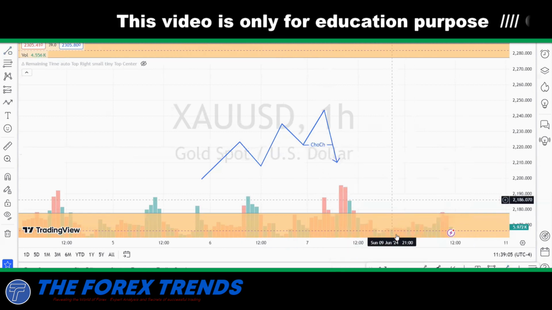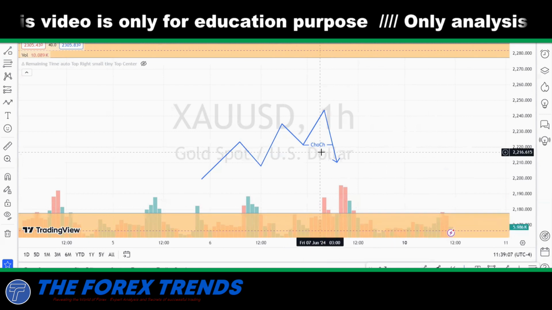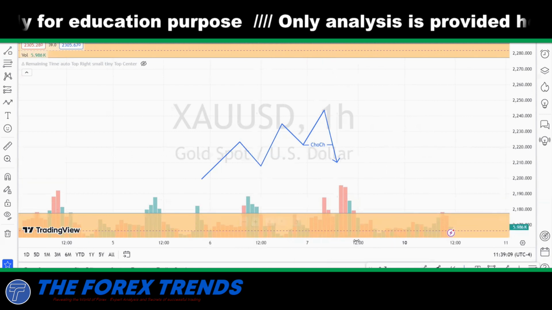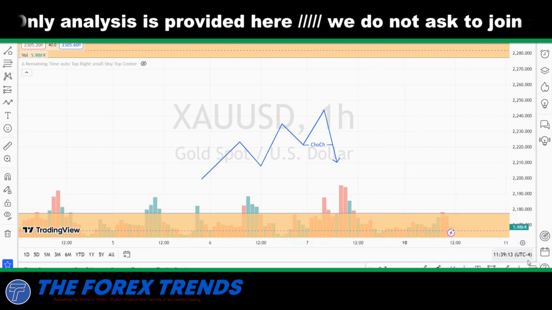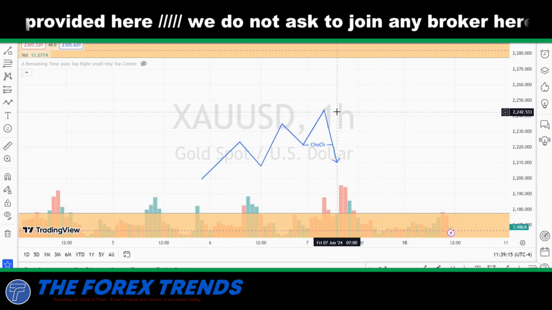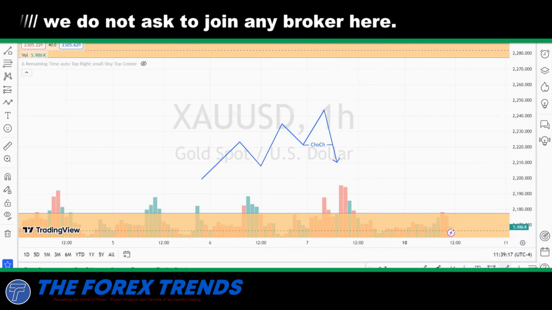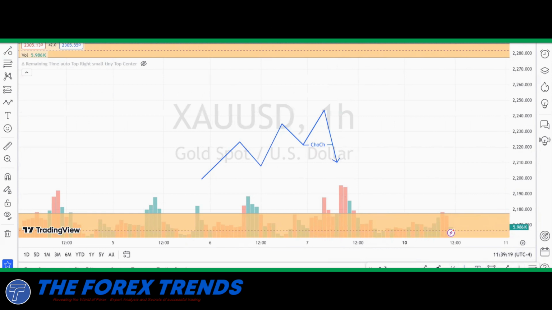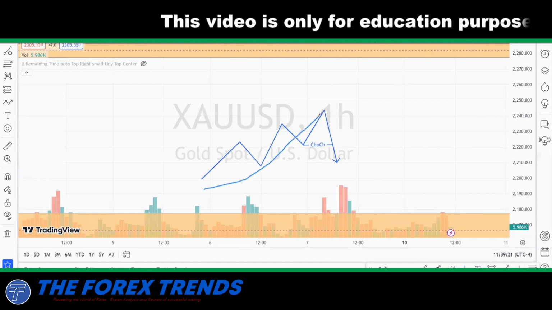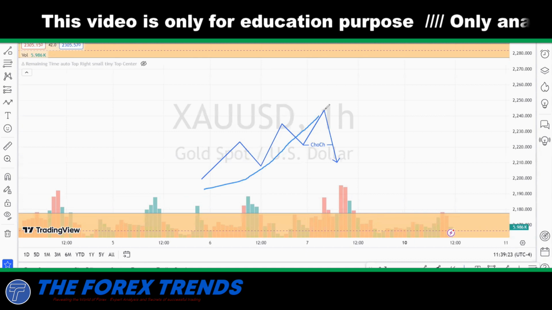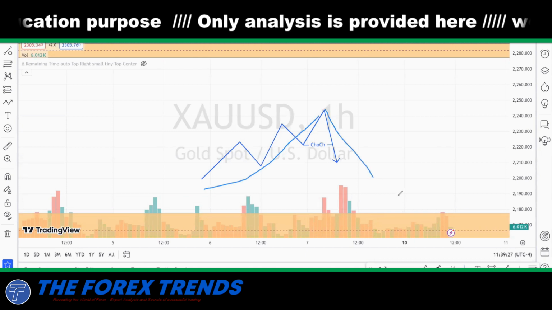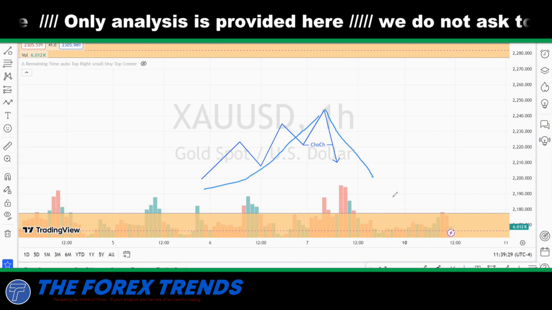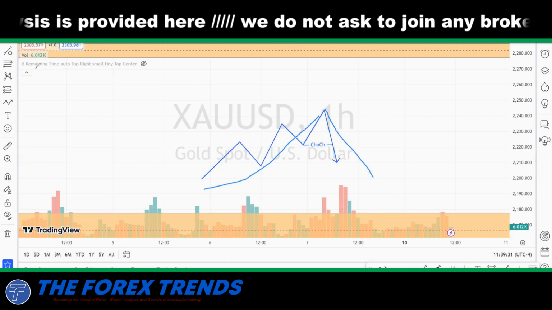So after the market forms a change of character, we need to trade with the current trend. So what is the current trend? This is the previous trend that was bullish, and now a change of character has formed, that means it is a bearish trend. So we need to initiate a sell position on this structure.